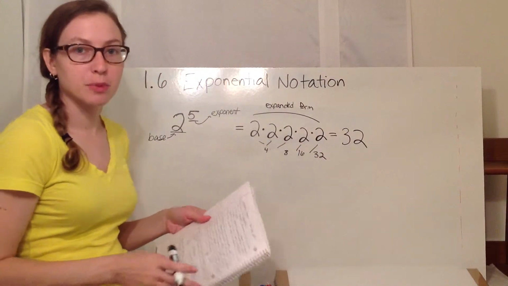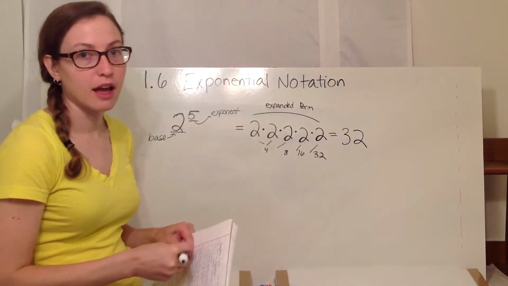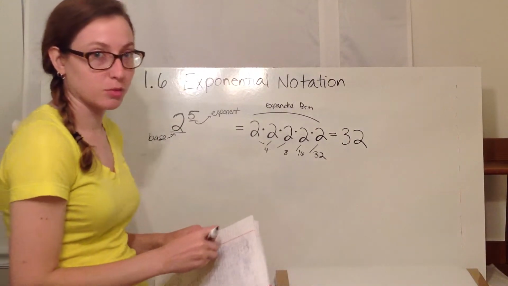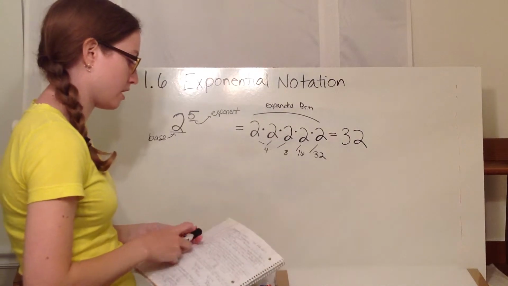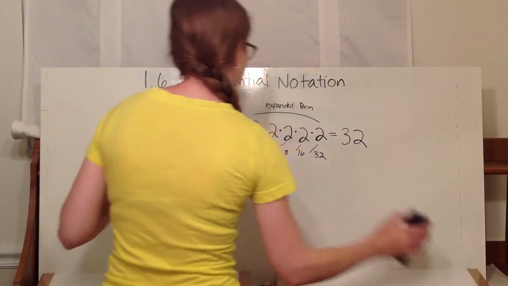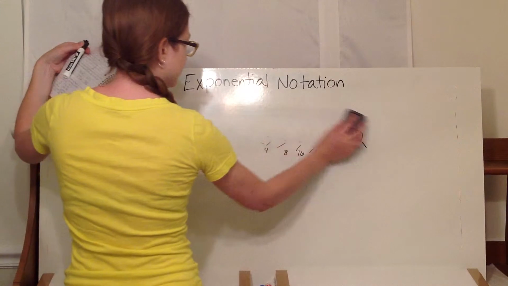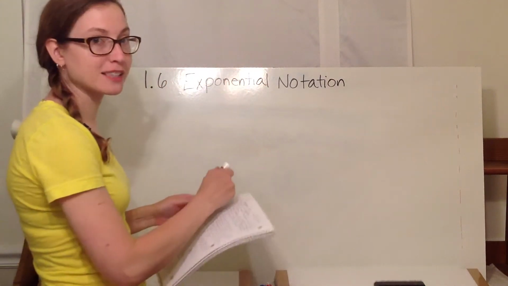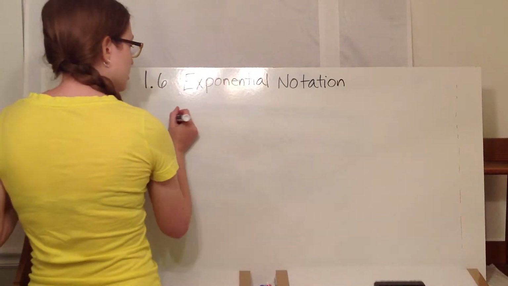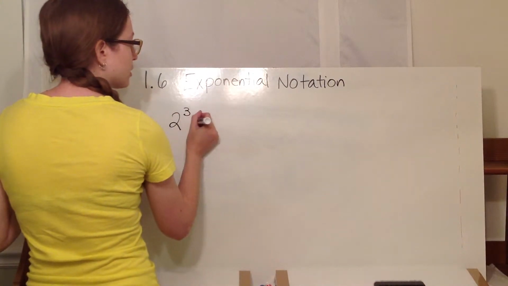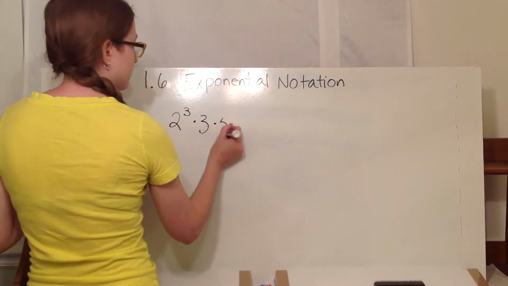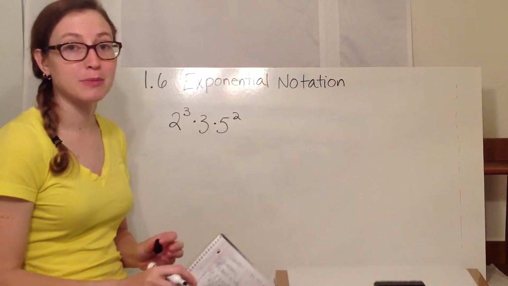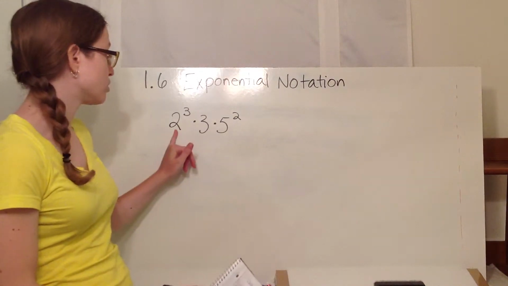We can have examples of these with more than one factor as well, more than one base. 2 is a base as well as a factor in this. Here's an example. We have the expression 2 to the 3rd times 3 times 5 squared. So in this one I have 3 bases. I have a base of 2.